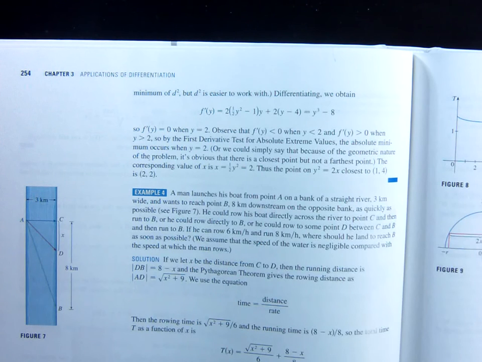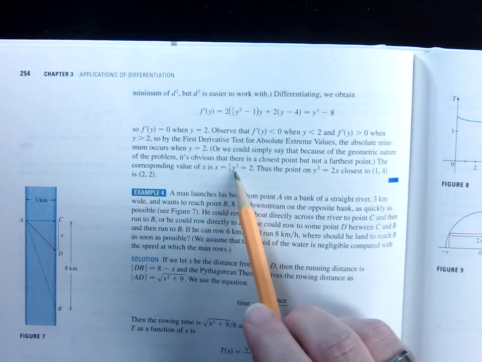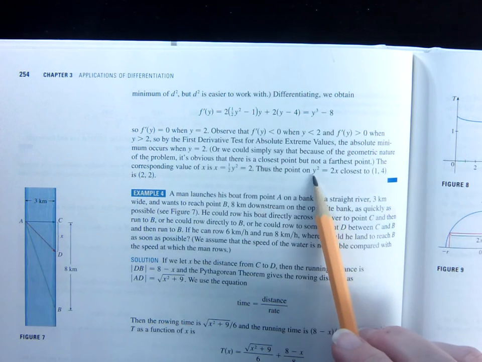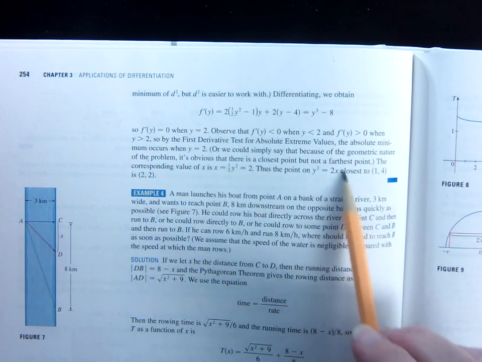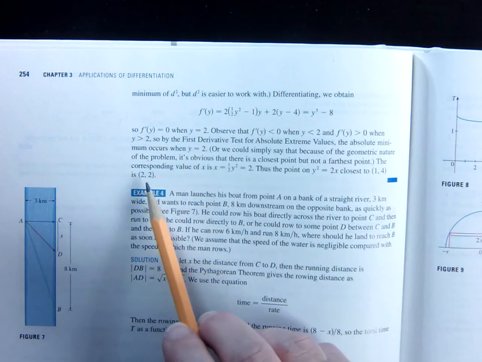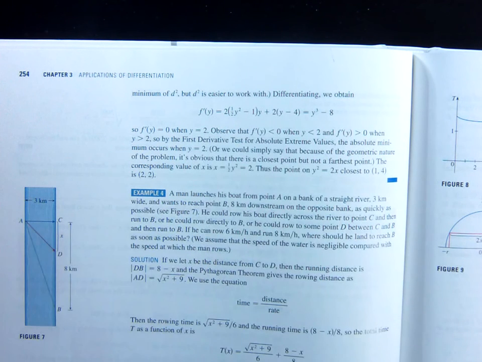All right? So that will tell us that the corresponding point of x, if I plug my value of 2 in for y, is also 2. So on the parabola y squared equals 2x, the closest point to 1, 4 is going to be 2, 2. Okay?